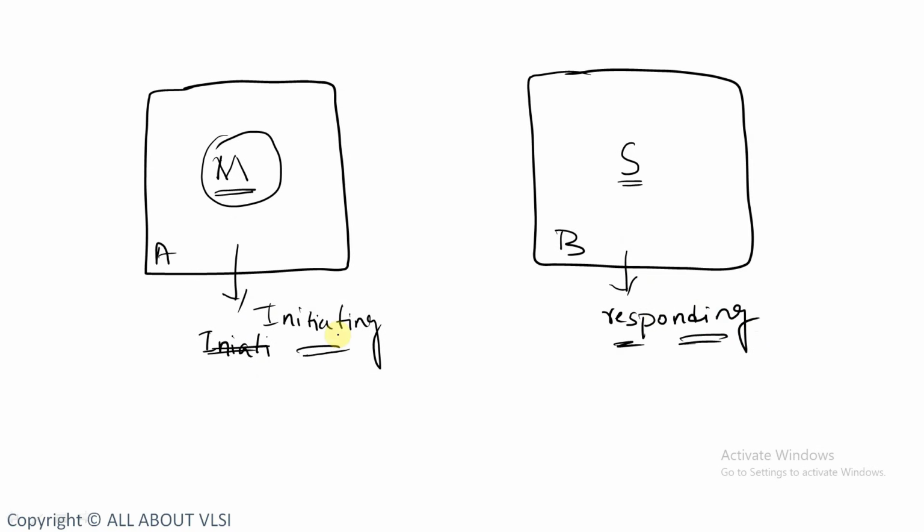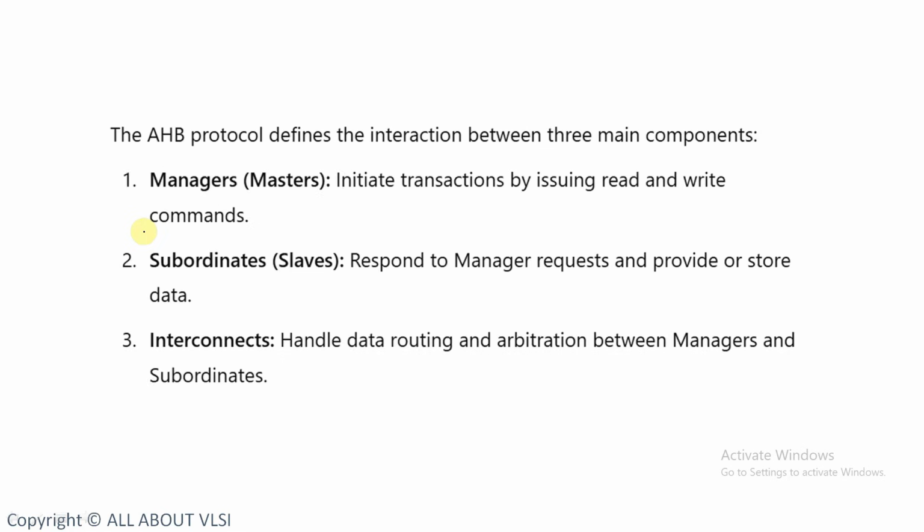So that's why I am labeling this component A as my master and the component B as my slave. Let's say after some time, if the component B starts initiating the transactions and if the component A starts responding to the transactions, then obviously B will become master and component A will become slave. Okay, so the roles are interchangeable. You cannot permanently fix them. Now, that is our masters and slaves.